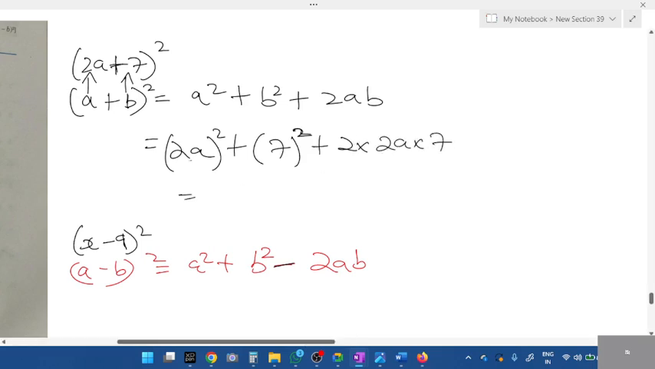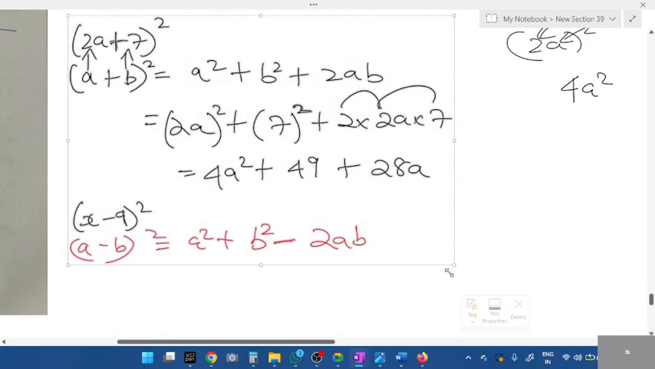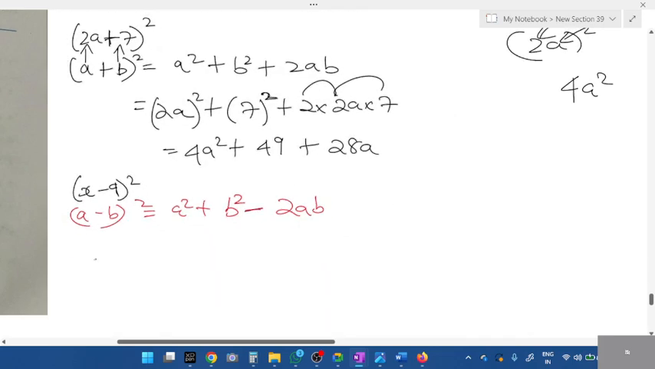Now open the bracket. What is 2a the whole square? This square you have to multiply with both. You get 4a square. What is 7 square? 49. Multiply all three. 2 twos are 4, 4 sevens are 28. Any doubts in this? Understood? Tell me the next one, students. A square plus again b square minus 2 into a into b. What is a here? X. Compare it. What is b?